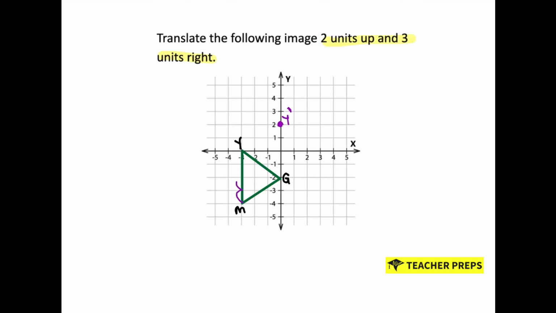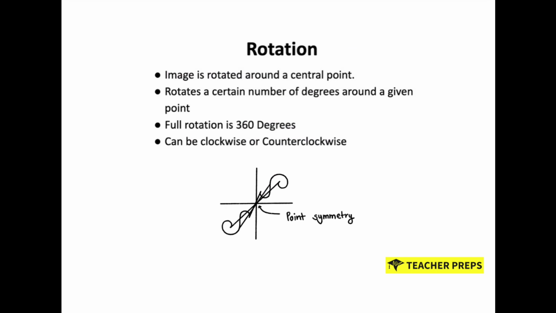Now we can do the same thing with point M. We're going to go up 2 units and then to the right 3. Notice that it landed on the same spot as G. That's okay. Now we have M prime. The last point to move is G, so we need to go up 2 and to the right 3. We can plot that as G prime. The final step is to connect our dots, and we can see the purple image is the translation of the green image.